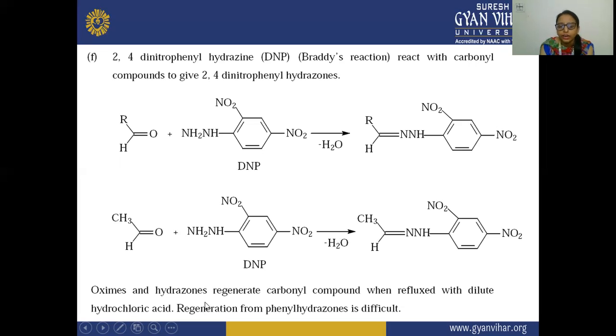2,4-dinitrophenylhydrazone. The oximes and hydrazones regenerate the carbonyl compound when refluxed with dilute hydrochloric acid. Regeneration from phenylhydrazone is difficult. So the oximes and the hydrazones will again regenerate the carbonyl compound. This carbonyl compound is formed from the oxime and hydrazone when they are refluxed with dilute hydrochloric acid. The regeneration of the carbonyl compound from phenylhydrazone is difficult.